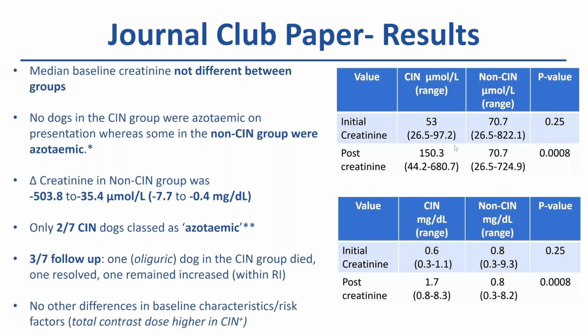And when we looked at risk factors to differentiate between the groups, we didn't find any baseline characteristics that put you in the contrast-induced nephropathy group or the non-contrast-induced nephropathy group. Actually, if you look at the numerical value of the amount of contrast administered, it's almost double in the contrast-induced nephropathy group, so possibly a type 2 error.